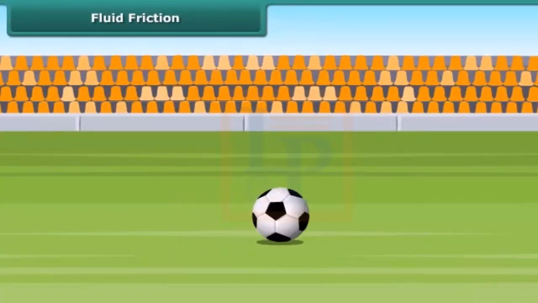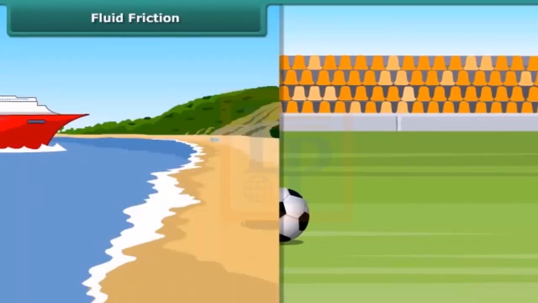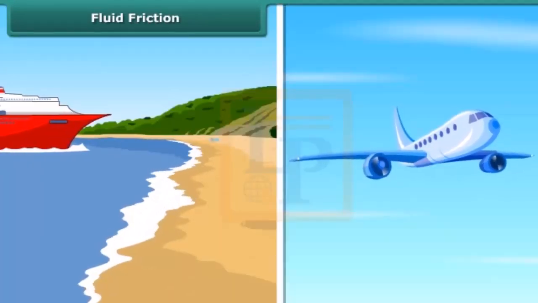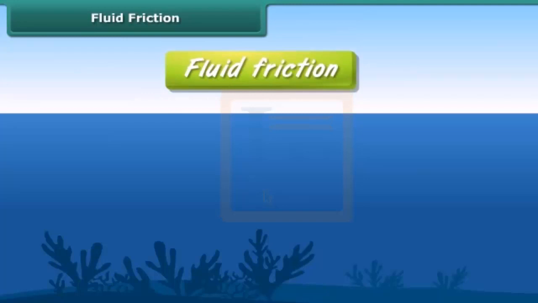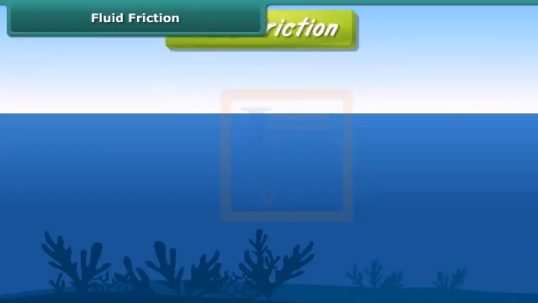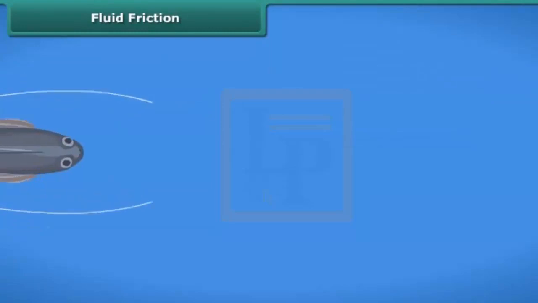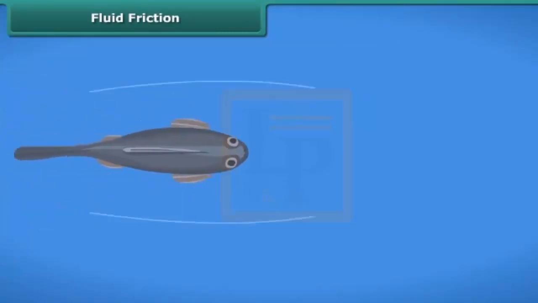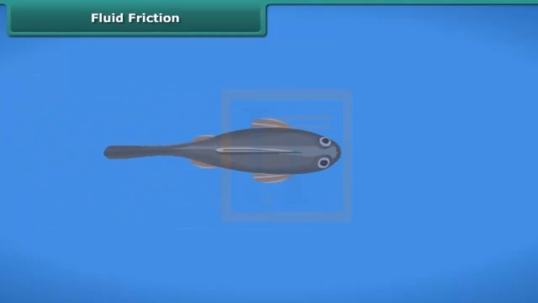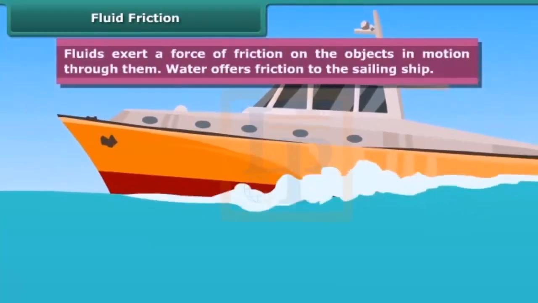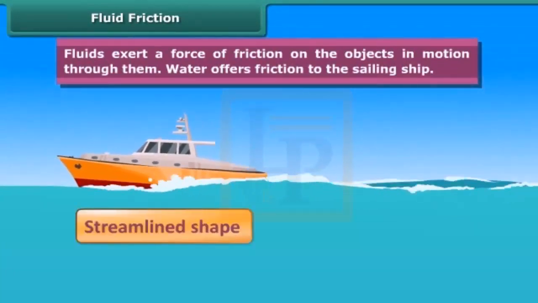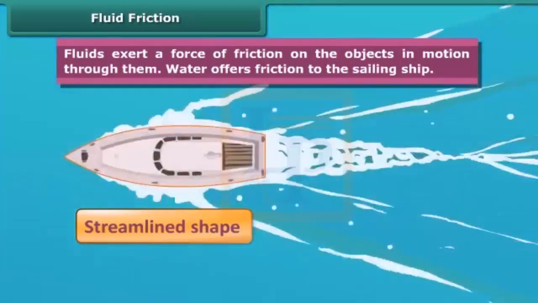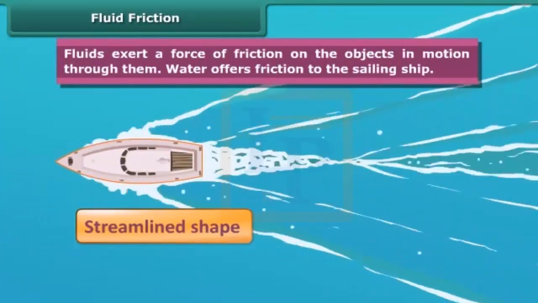It is not only the ground which offers force of friction on the body moving along its surface. Even water and air exert frictional force. In science, the common name of gases and liquids is fluids. Let us look at some examples of fluid friction. The streamlined shape of fishes helps them in reducing the force of friction between their body and the water through which they move. Boats and ships are narrow in front and sloping on sides. This is known as streamlined shape.